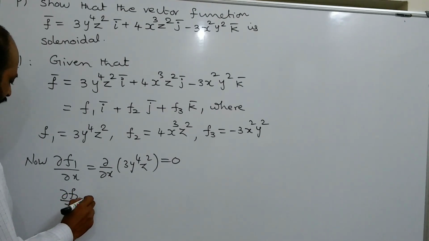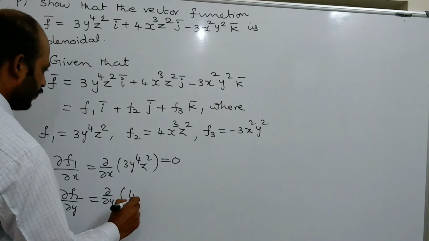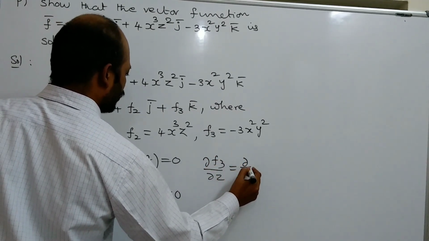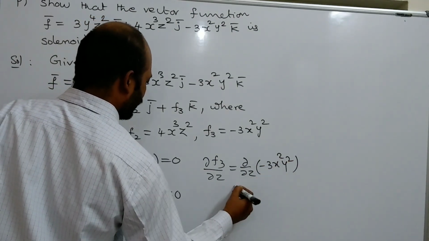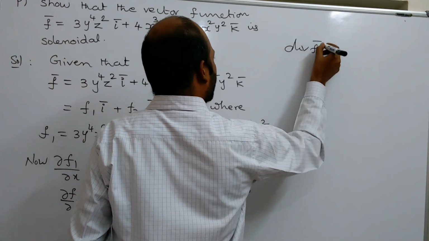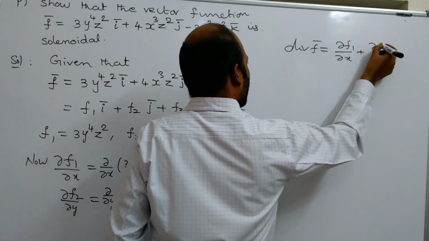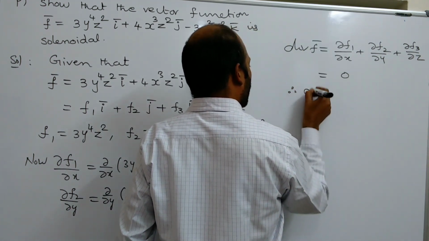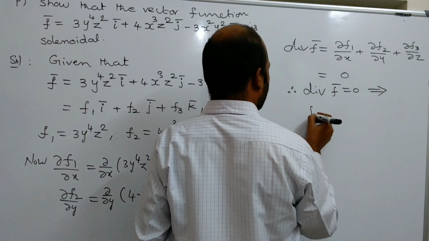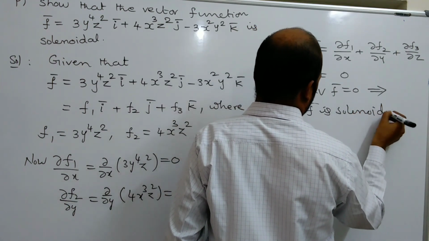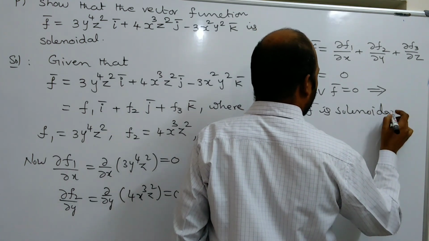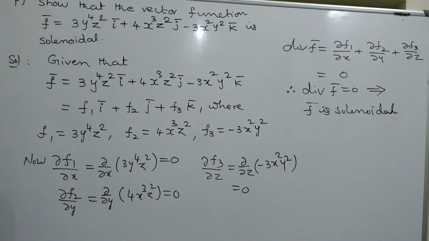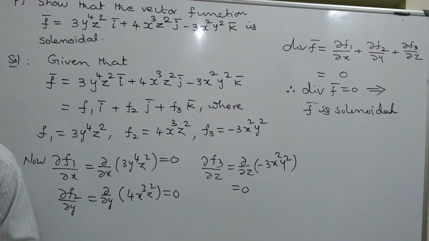Next, dou f2 by dou y, which is equal to dou by dou y of 4 x cube z square, again 0. Dou f3 by dou z, which is equal to dou by dou z of minus 3 x square y square, which is equal to 0. Now div f bar formula. Div f bar is equal to dou f1 by dou x plus dou f2 by dou y plus dou f3 by dou z, which is equal to 0. Therefore, div f bar is equal to 0, which implies f bar is solenoidal. By the definition of a solenoidal function, if the divergence of a vector function is 0, then we say that the function is solenoidal. Right. Next problem.